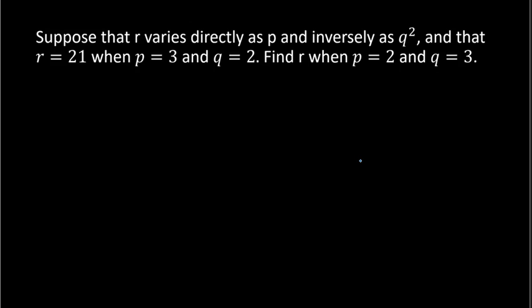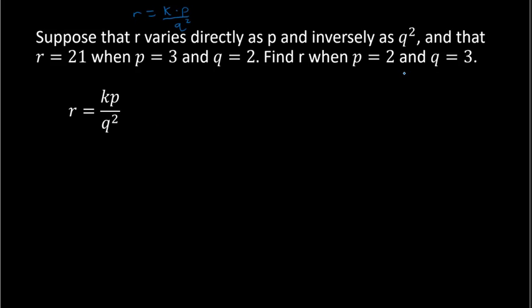So to begin, I want to set up my equation. So r varies directly as p. That would be r equals k, and then directly would be multiplied, so k times p. Okay, and inversely as q squared. Inversely means divide, so I divide this by q squared. So that is my equation: r equals k times p divided by q squared.